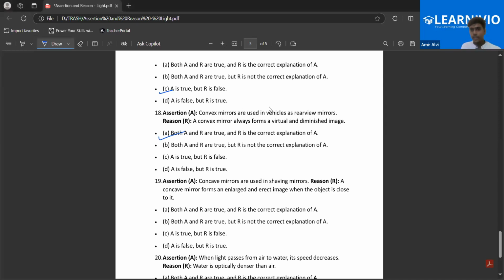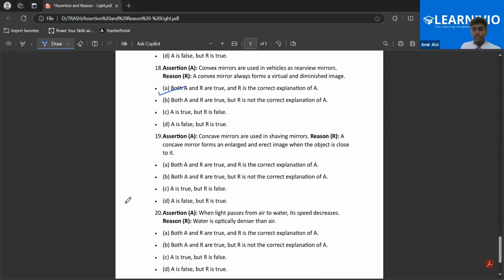So everybody said A, but Calvin said C. Harshit said B. Sir, it was just a misprint. I was tapping on the A first. Okay, okay, no problem Harshit, no worries. Sometimes it happens, no issue. Next one, 19th one.